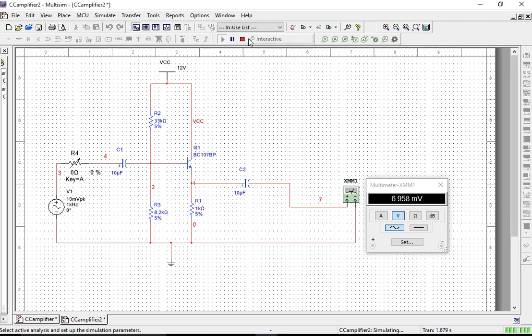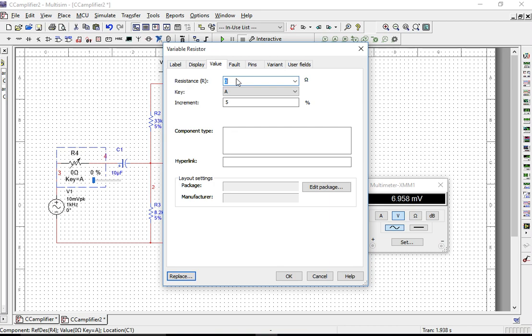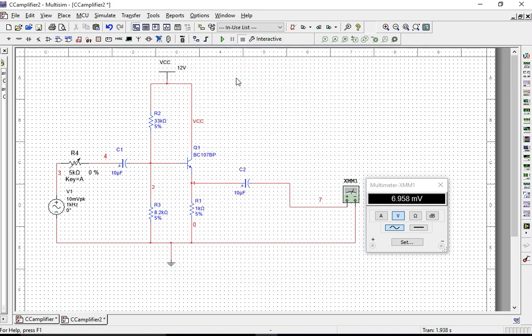6.958 millivolts. Okay, now what we have to do is get half of this value. So 7 millivolts if we assume, 3.5 millivolts is half of this value. So by varying the resistor value, the potentiometer here, we must get 3.5 millivolts here. So let me set this value to some 5k. 5 kilo ohms means 0 ohms, so 6.958.